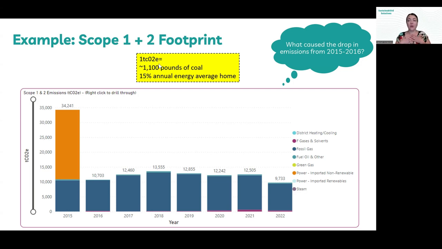My personal home energy use is about 4,000 kilowatt hours, or 4 megawatt hours, of energy per year, which is less than 1 ton of carbon dioxide equivalent. In 2015 to 2016, there was a major drop in total emissions. Again, if you want to drop in the chat why you think that happened, but you can see the orange is imported non-renewable electric.